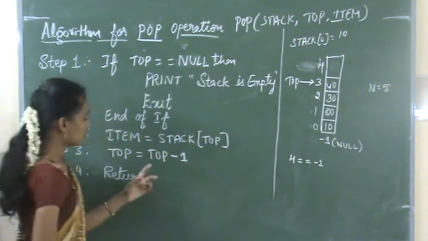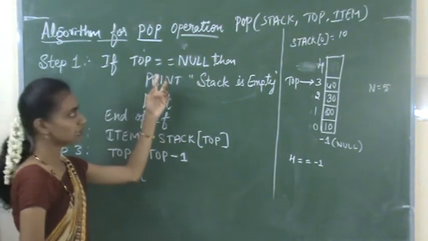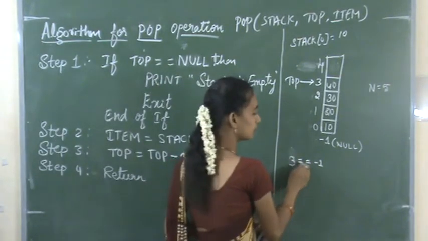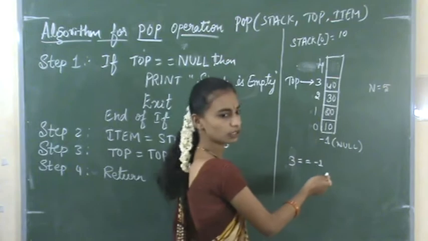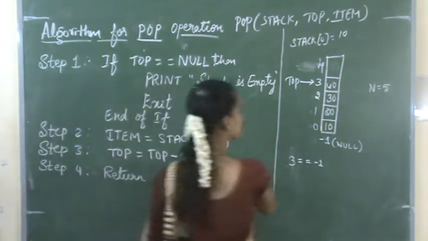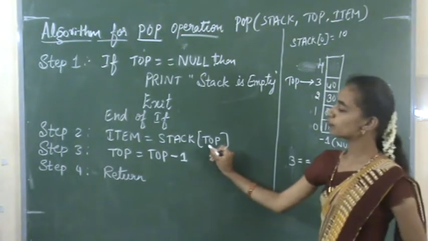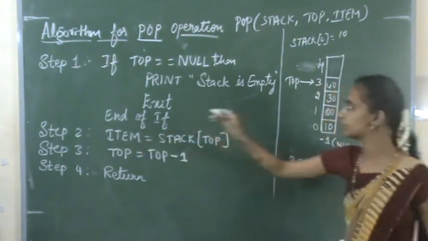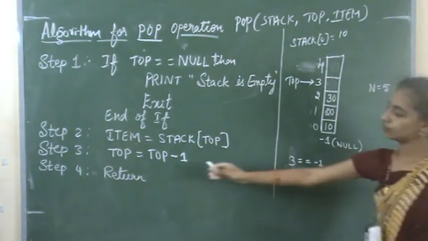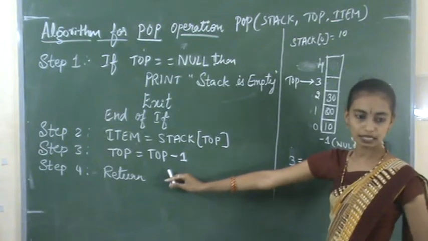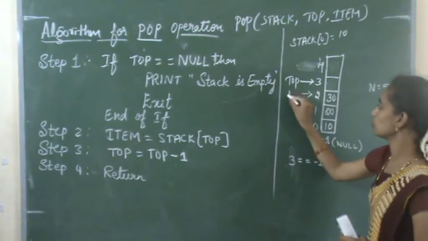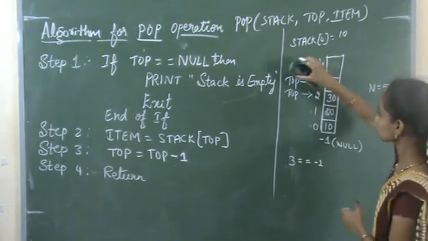Again this loop will be repeated. Now the top value is 3. Is 3 equal to minus 1? No, so it comes to the second step. In this second step, the top of the stack is assigned to the item. Now this 40 is assigned to the item. Again we are decrementing the top value, so 3 minus 1 is 2. Now the top is 2.